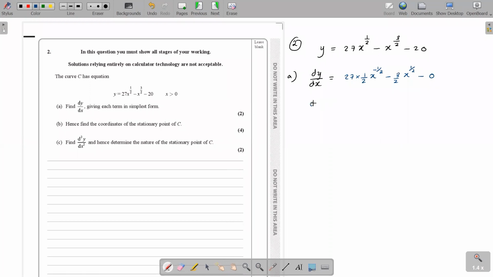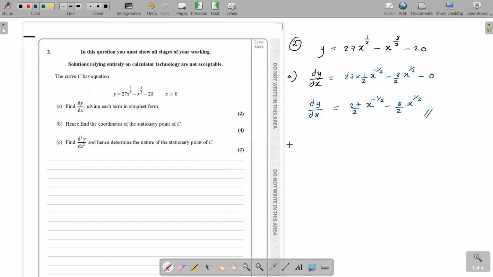So now they want you to give the answer with each term in simplest form. So make sure you simplify. 27 into half is 27 over 2 x to the power minus half. And then minus 3 over 2 x to the power plus half. So this can be considered as a final answer. Okay.